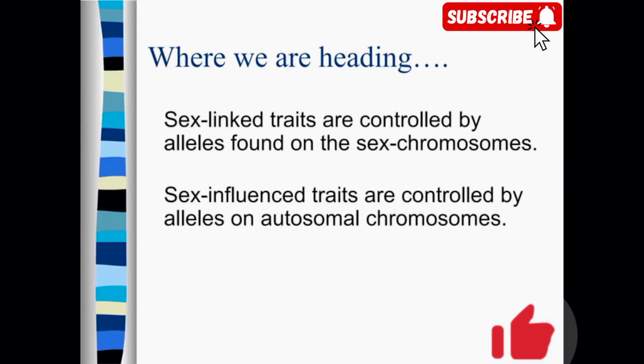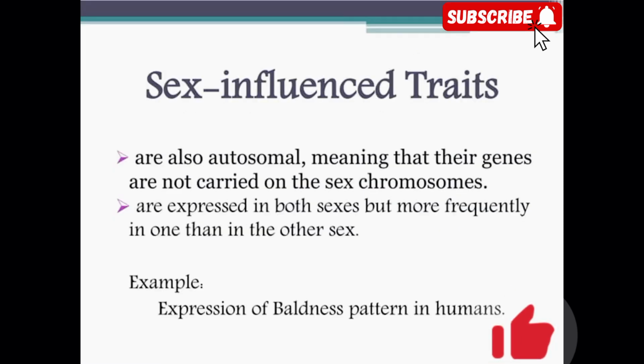Sex linked traits are controlled by alleles found on the sex chromosomes. The genes which are present on the sex chromosomes are known as sex linked genes, and the inheritance is known as sex linked inheritance. Sex influenced traits are controlled by alleles on autosomal chromosomes. That means that the alleles or genes of sex influenced traits are present on autosomal chromosomes, not on sex chromosomes.